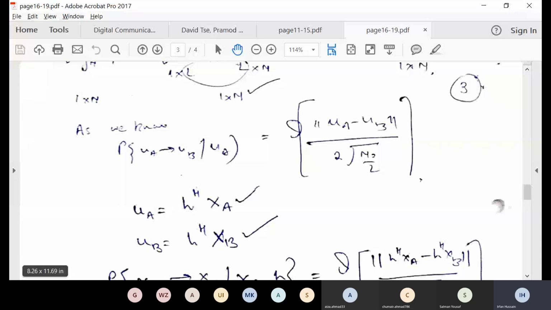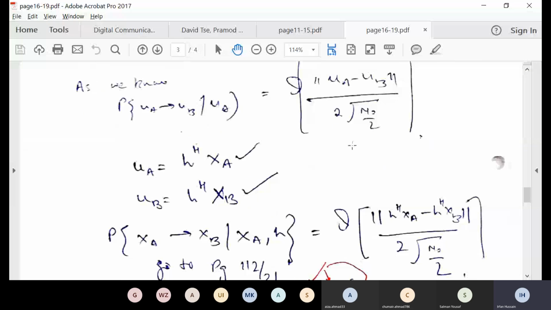But what is UA? UA is actually H into XA, and UB is equal to H into XB. This is the receive signal, but you can say the receive signal is actually a receive vector. This was a vector, this was a matrix, but when you multiply, I get 1 cross n, which is a vector. I have just entered a vector in complex space, and we have just seen the error in confusion between two vectors. So directly apply the formula, the formula that we have just discussed in the derivation. Just apply the formula. So the probability of confusing XA and XB, when we know that XA was transmitted and H is the channel, is just what?